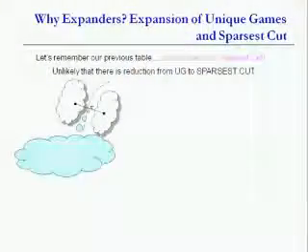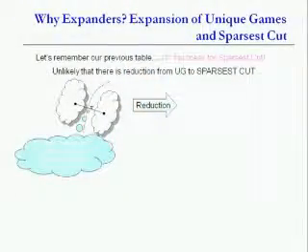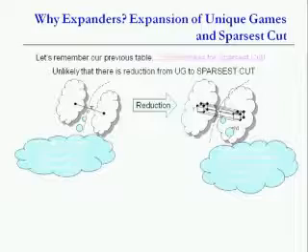Not true, just unlikely. The reason being that if you start with a unique games instance that does have a sparse cut, then all known reductions, or long code reductions, say, that have been used in approximability, are going to create a sparsest cut instance that also has a sparse cut. And that is not going to depend on whether or not the unique games instance is a yes or no instance to begin with. So there's no way with the current techniques that we have to create such a good reduction.